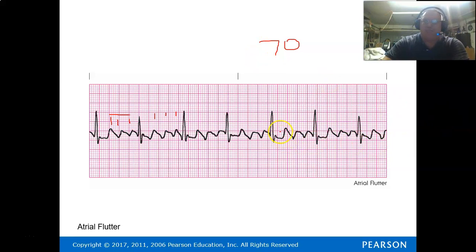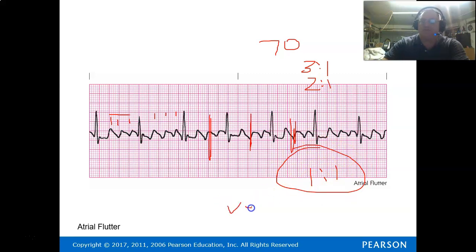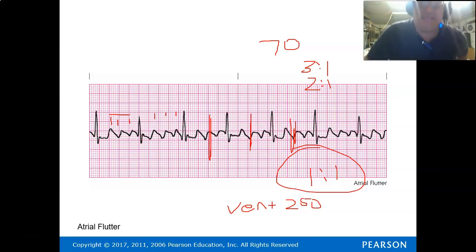When they're not going to be stable is when you start getting this guy to conduct, or this guy to conduct, or this guy to conduct. When you get up to the 3-to-1 or the 2-to-1, or heaven forbid, you get to that 1-to-1. If you get a 1-to-1 conduction, you're probably looking at a ventricular rate of 250 to 350. Yeah, that one you're probably going to need to reset. And when I say reset, I mean probably via electrical means.